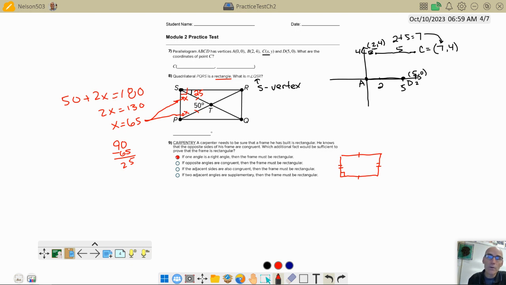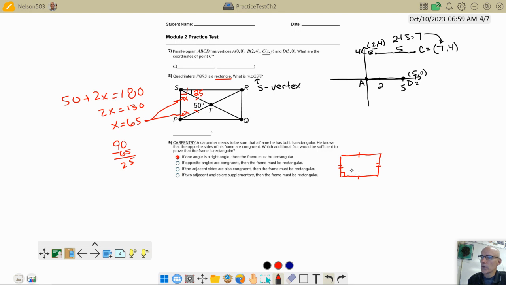Keep in mind, it's going to be a little different on the test because it's not multiple choice, right? If opposite angles are congruent, then the frame must be... no, because it is a parallelogram. So opposite angles are going to be guaranteed to be equal, but they don't have to be 90s, right? If the adjacent sides are also congruent, then the frame must be a rectangle.